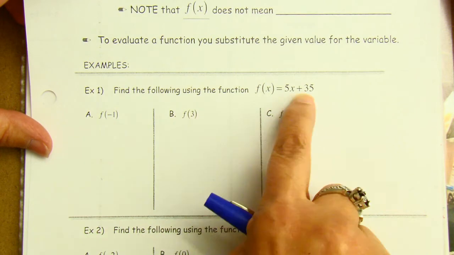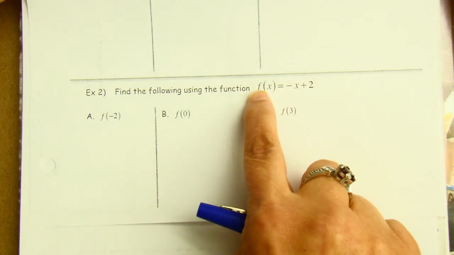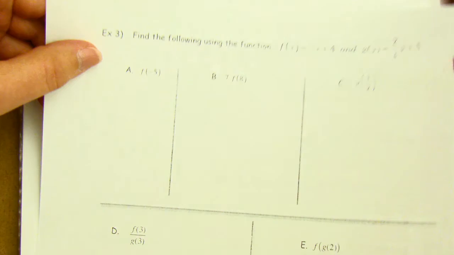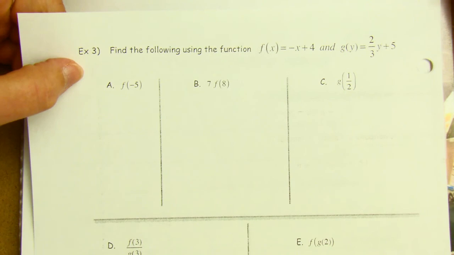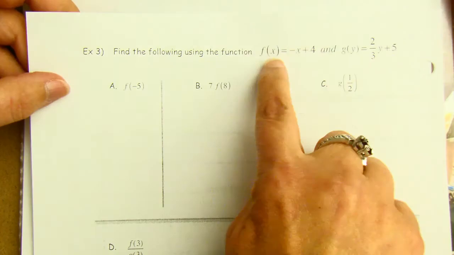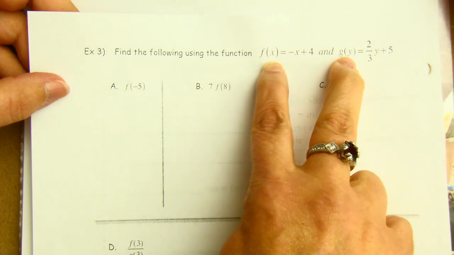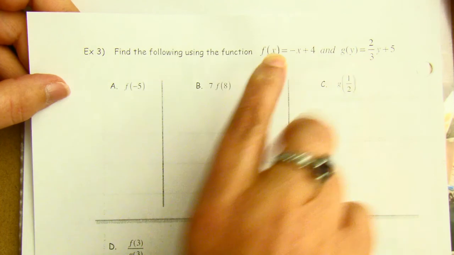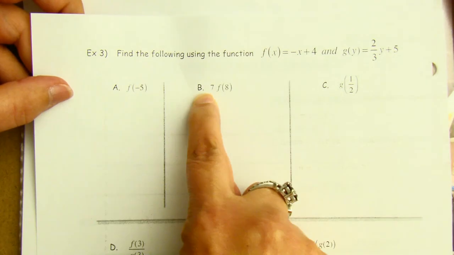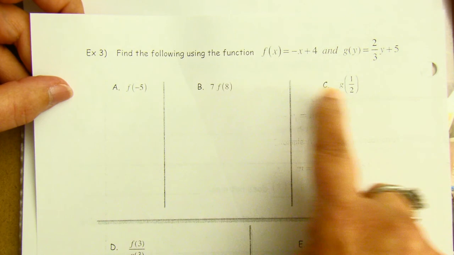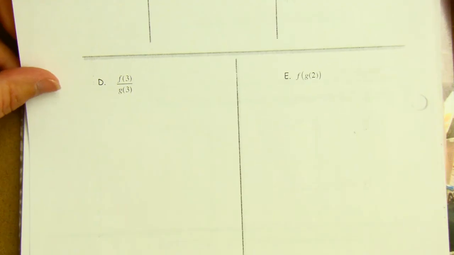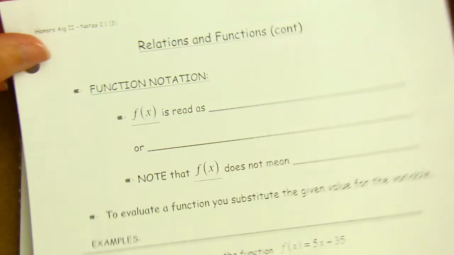So we're going to find those output values using this function. I'm going to do the same thing here, f of x, or y equals the opposite of x plus 2. And then on the back, we're going to use the following functions. We've got an f and a g function, an f of x and a g of y. We're going to find f of -5, 7 times f of 8, and g of 1/2. And then, of course, we've got some fractions here. So that's going to be the lesson that we're going to go through today.